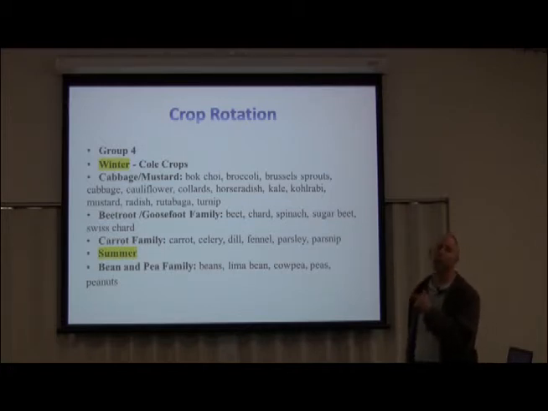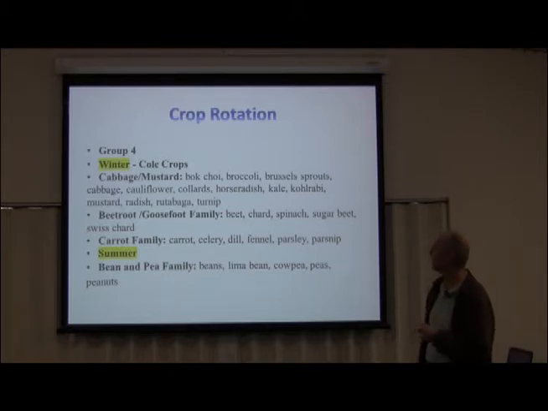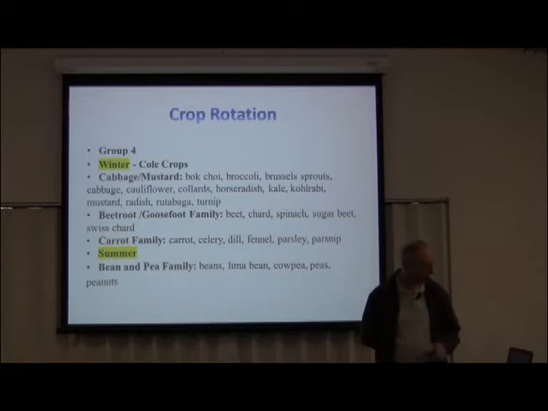Now a lot of these can grow through the summer, but some of them don't like it. So you have to buy the appropriate plant from the catalog. Sometimes you'll see it'll say summer squash or winter squash, and you have to keep that in mind. Bean and pea family in group 4, this can be grown in the summer, and these are any kind of beans or peas.